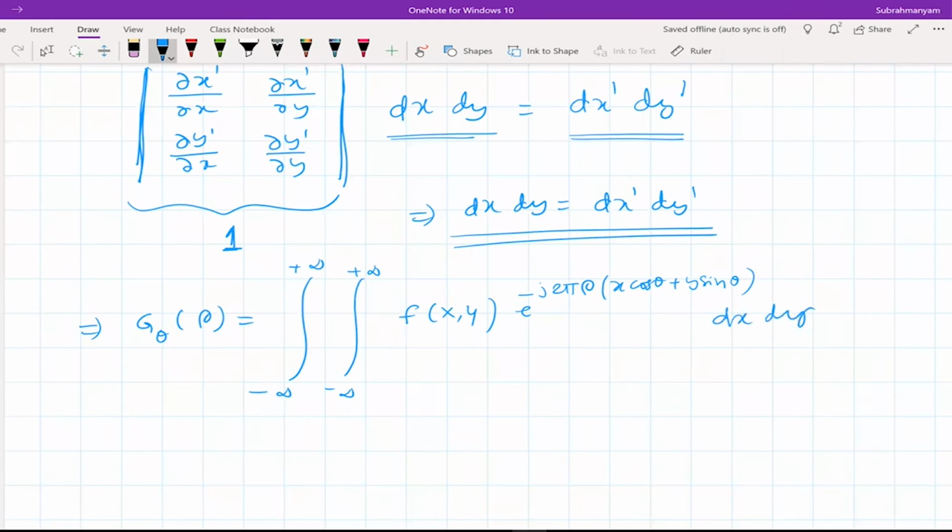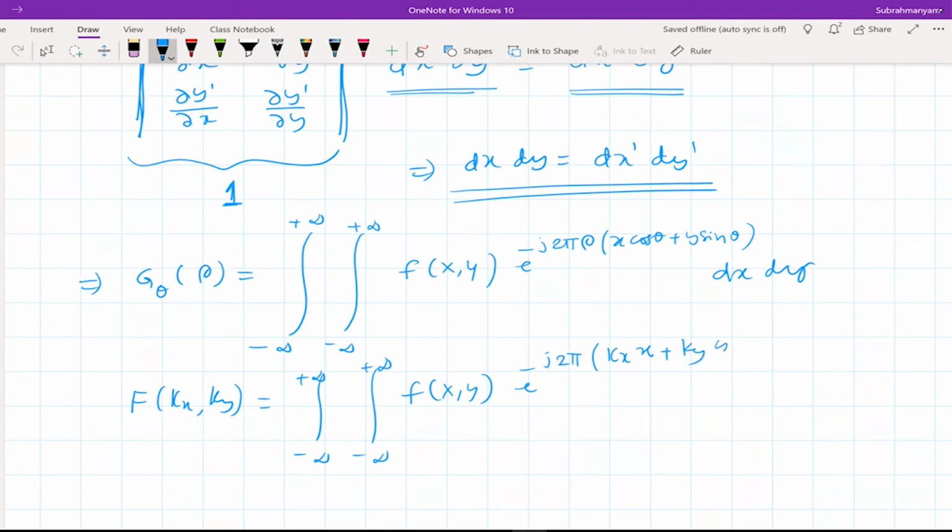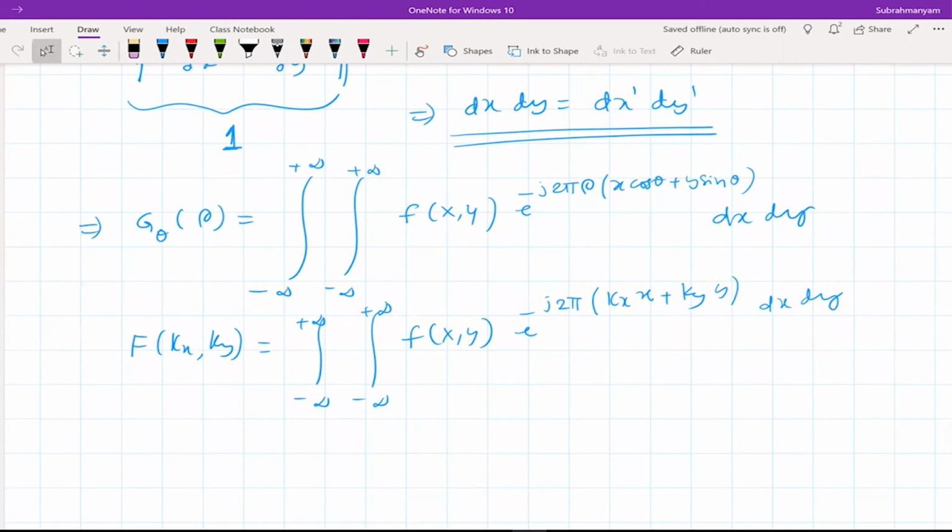Okay. Now compare it with f of kx comma ky. What was f of kx comma ky? It is the integral from minus infinity to plus infinity of f of x y into e power minus j 2 pi kx into x. I'm just rewriting the expression because it is too far on the top, so I'm writing it here, hopefully not committing any new mistakes, dx dy. So from that, what could you say here?